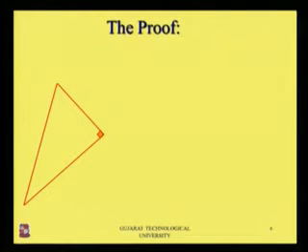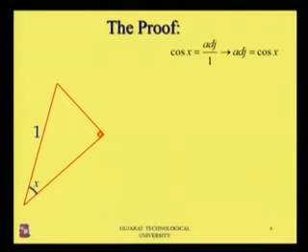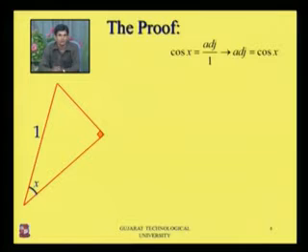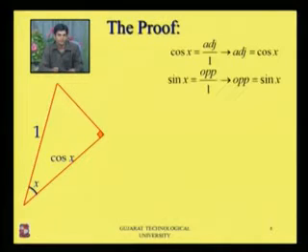This is a right angle triangle. One angle is 90 degree and one angle is x, and the length of hypotenuse is 1. So what do we mean by cos x? Cos x means adjacent side over hypotenuse. Hypotenuse is 1, so adjacent side is cos x. Sin x is opposite side over hypotenuse, so opposite side of the right angle triangle is sin x.